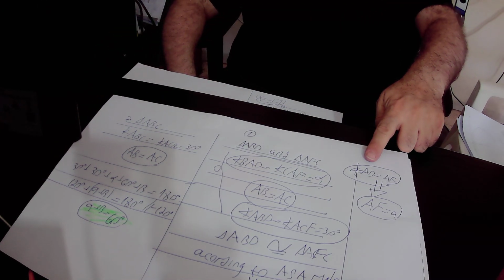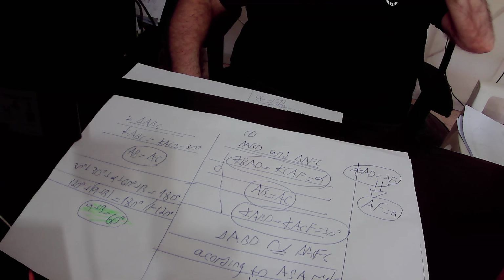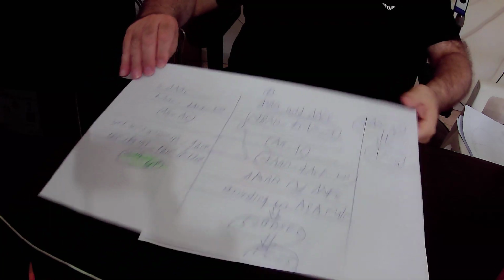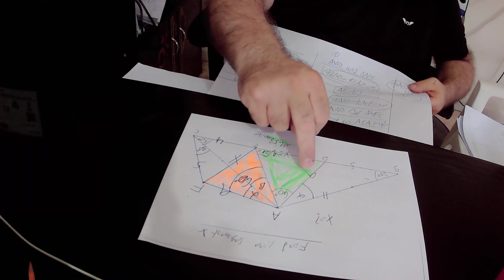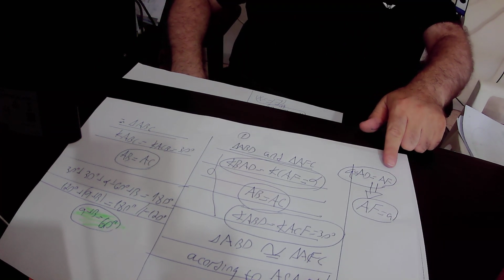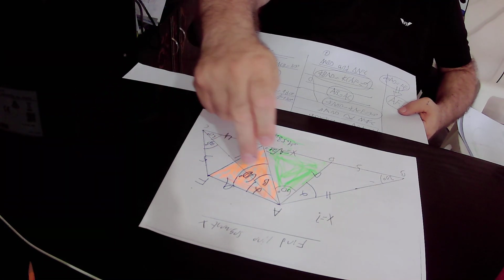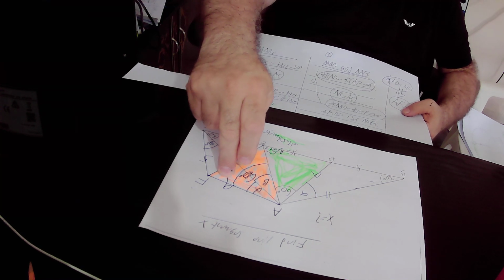And according to the same rule, corresponding sides in congruent triangles are equal to each other. If we define side AD as A, here side A equals A according to our definition, then from this equation, A equals AD equals AF, we derive that side AF is also equal to A. Here side AF of triangle AFC is also equal to A.